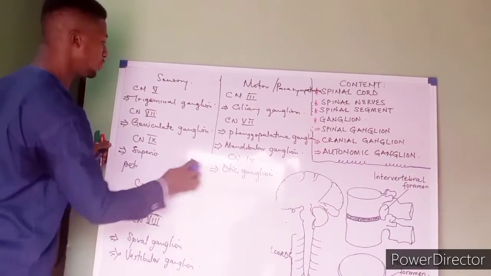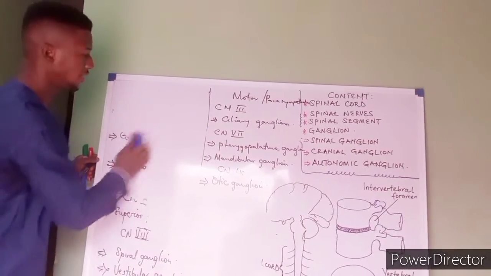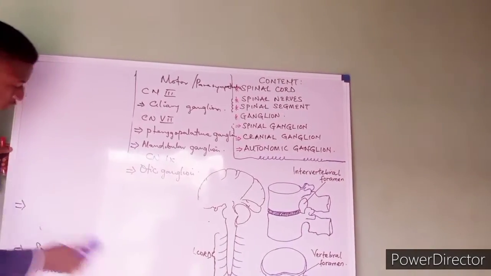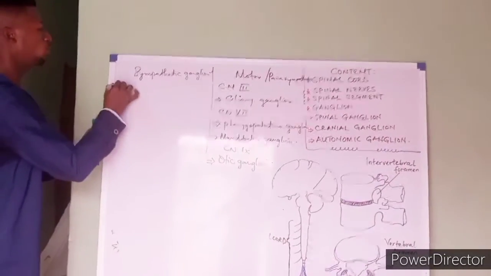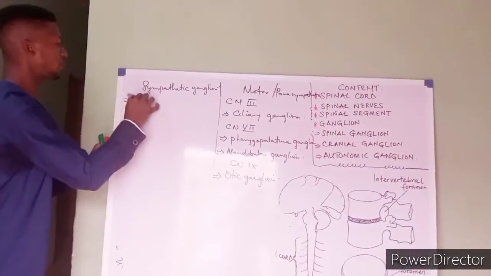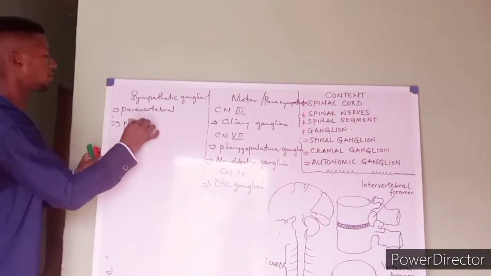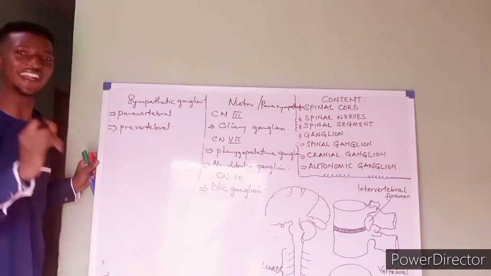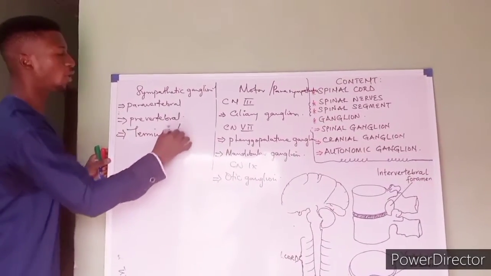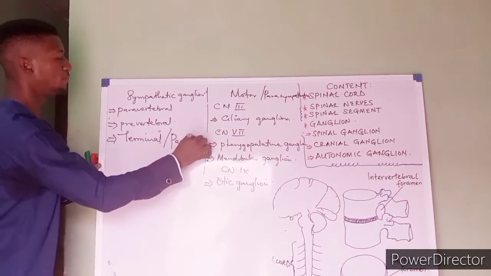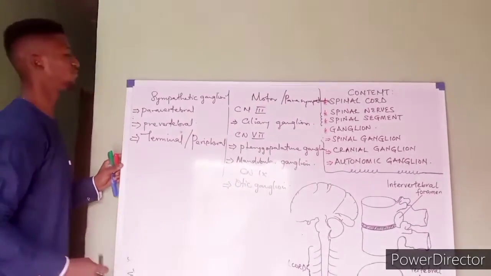Now, let's see how we can focus on the sympathetic ganglion of the autonomic nervous system. Okay, sympathetic ganglion. What are the types? We have three types here. We have the paravertebral. We have the prevertebral. And the third one, you either call it terminal or you call it peripheral ganglion.